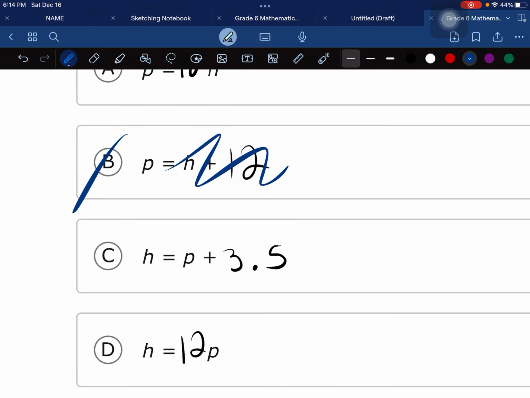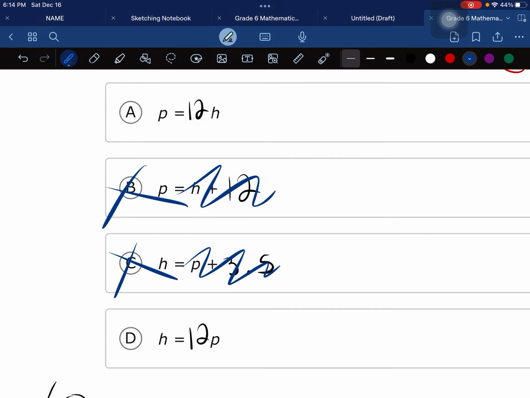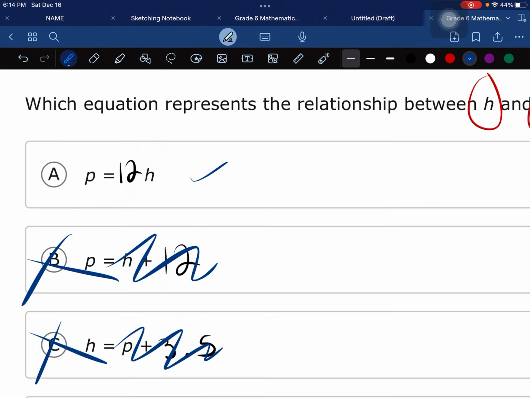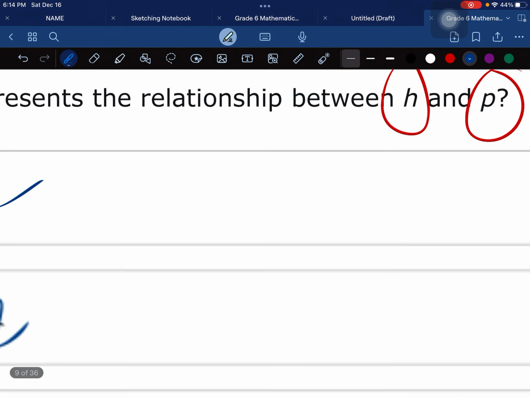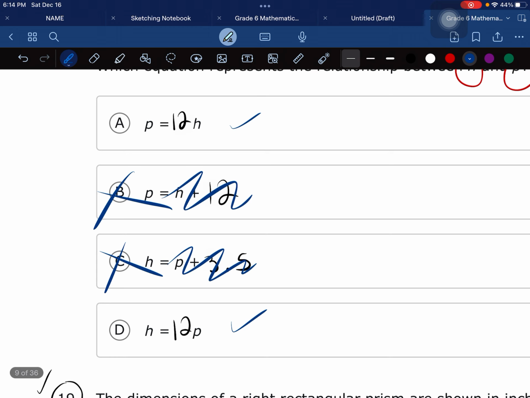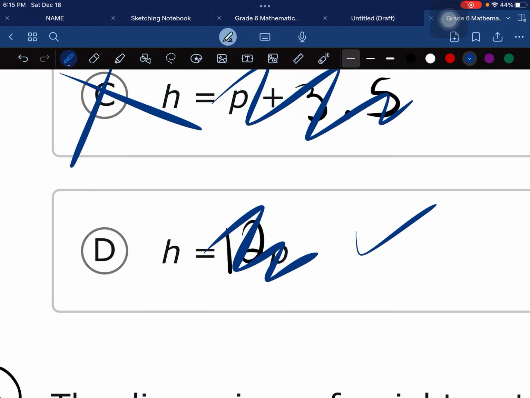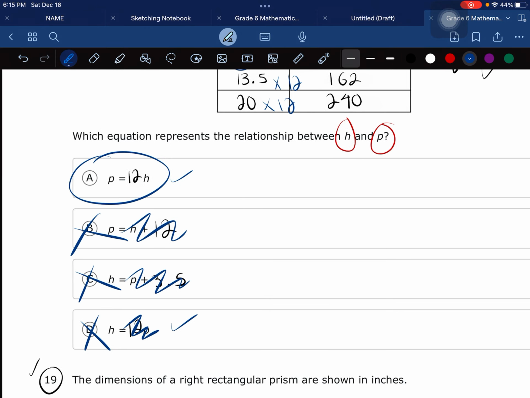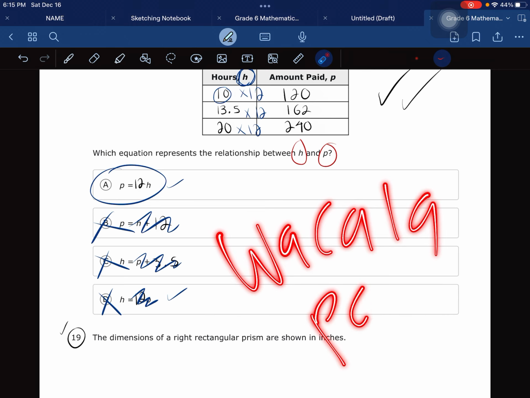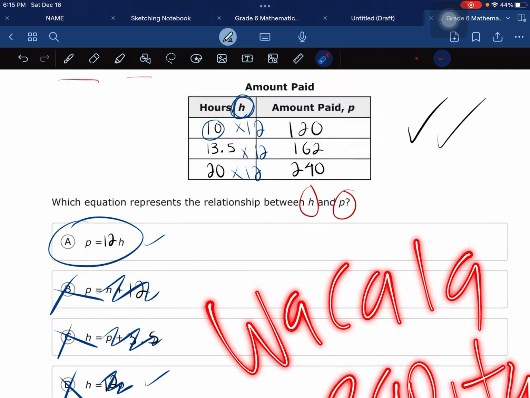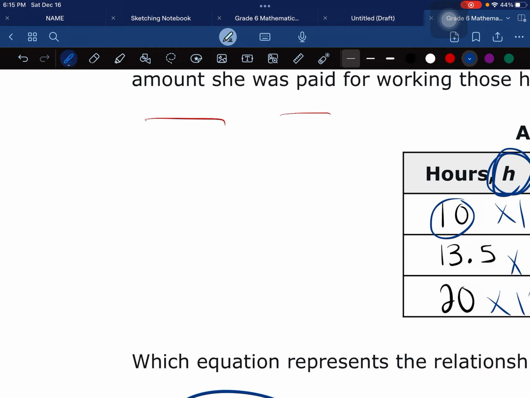Estas adding son nada que ver. These are multiplying, but which one is multiplying the hours? A ver, vamos a ver. 12 times H, 12 times P, 12 times the total, nada que ver. Fuchila, guacala. And papita, chicos.